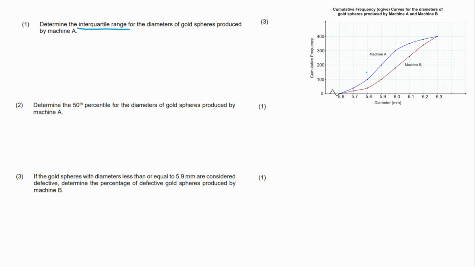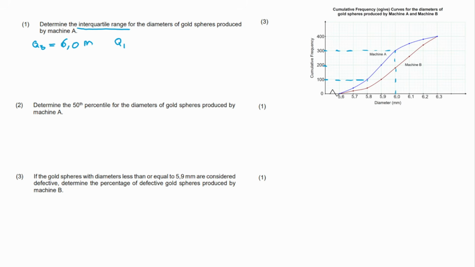We know our Q3 will be at 300. If we have 400 and we divide it into quarters, that's 100. So our Q1 will be here at 100, our Q2 will be here at 200, and Q3 at 300. If we track this across over here, you don't have to show this in your exam paper, but I'm just doing it for us. So we get that Q3 is equal to 6,0 millimeters.